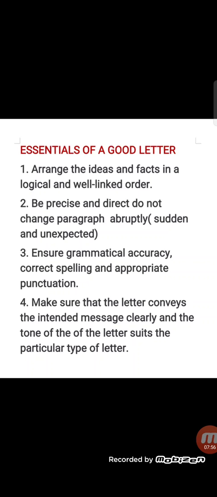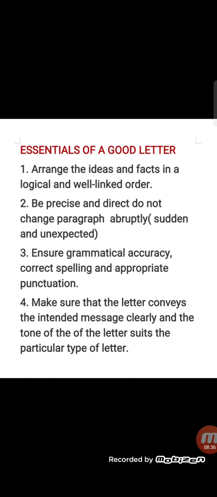The third one: ensure grammatical accuracy, correct spelling and appropriate punctuation. What are you going to use? Use proper grammar, and it should be correct. Accuracy means correctly. The spelling should also be correct, and the punctuation appropriate. Punctuation means comma, full stop, exclamation marks. All these are punctuation marks. They should be set properly while writing a good letter.